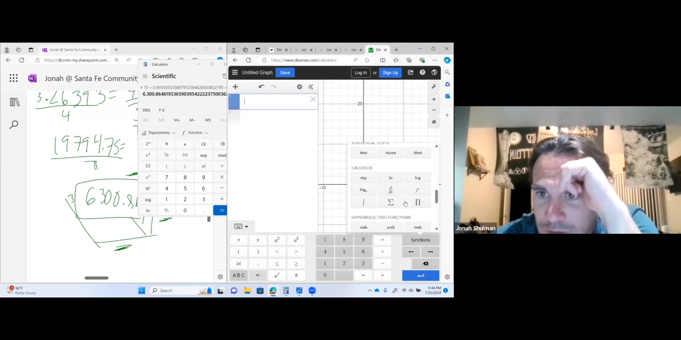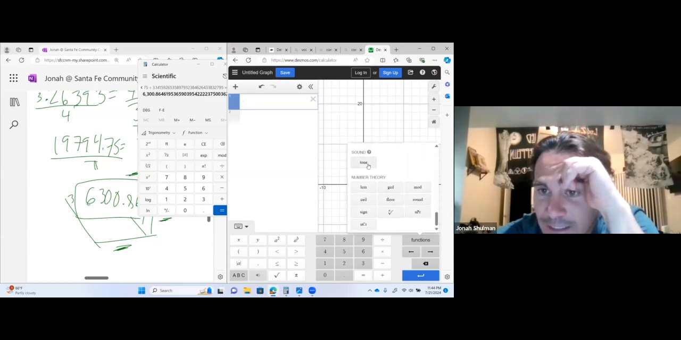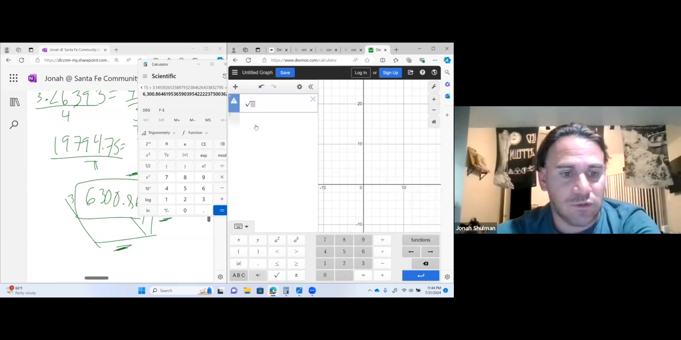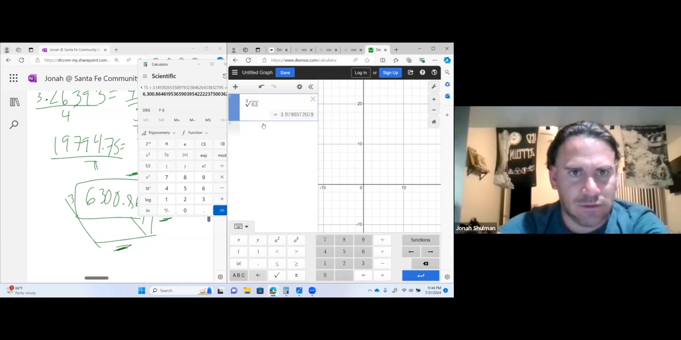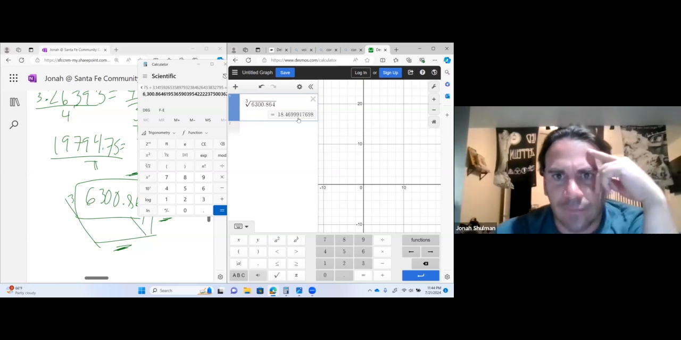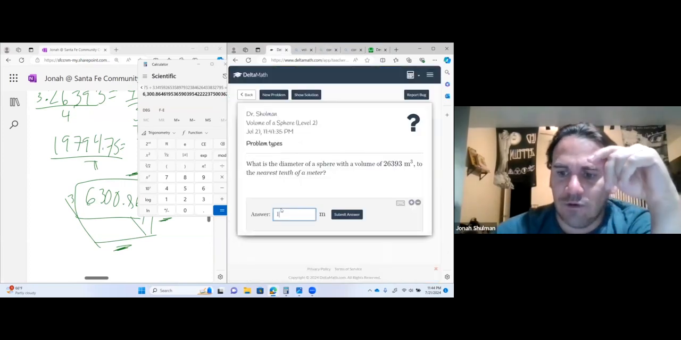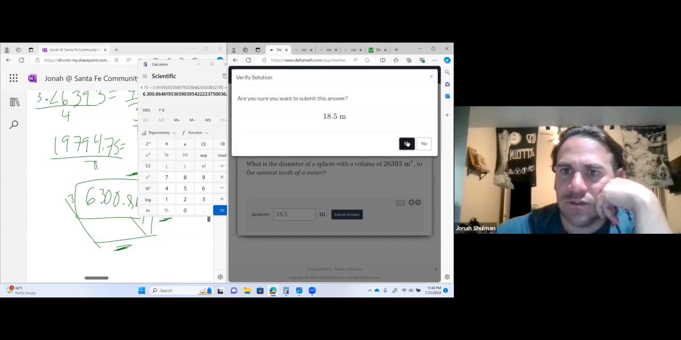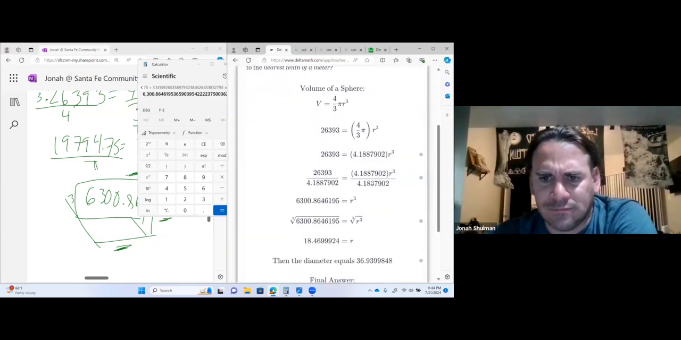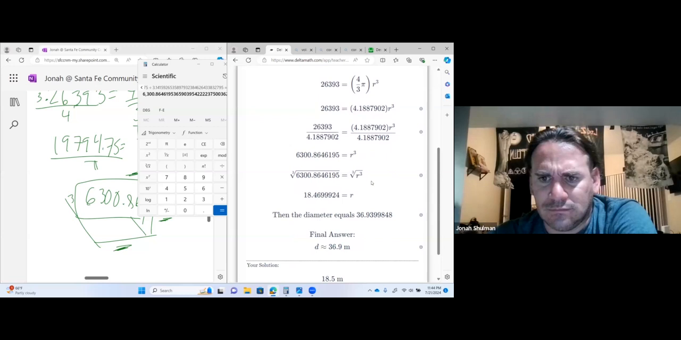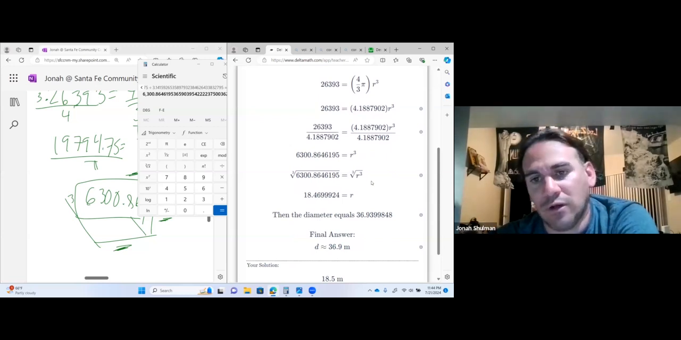So I went by too fast. There's calculus, there's geometry. Oh, here it is, cube root. So we want the cube root of 6300.864. 18.5. Is it one decimal? Yeah, 18.5. Wild stuff. What? Oh, because they wanted the diameter, and I gave them the radius.